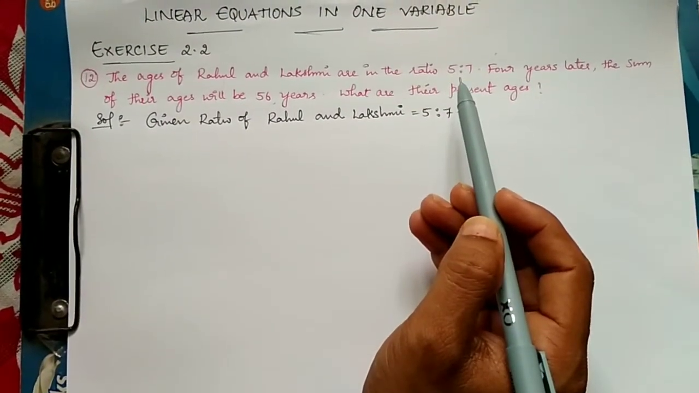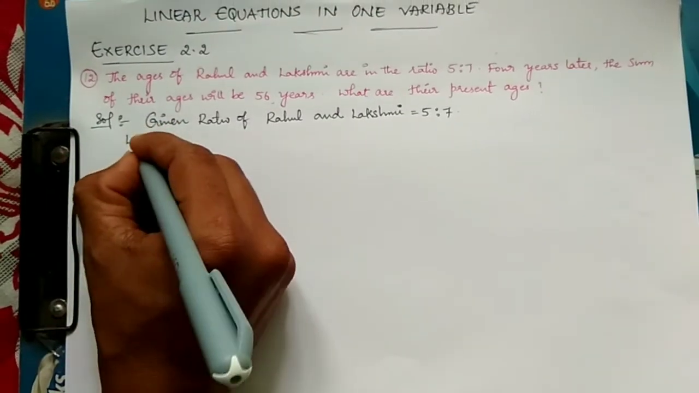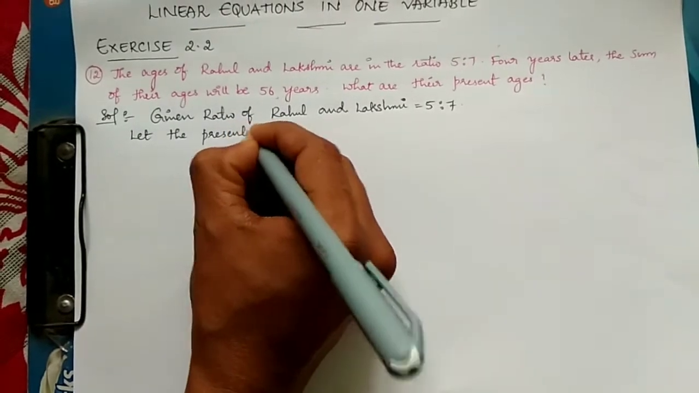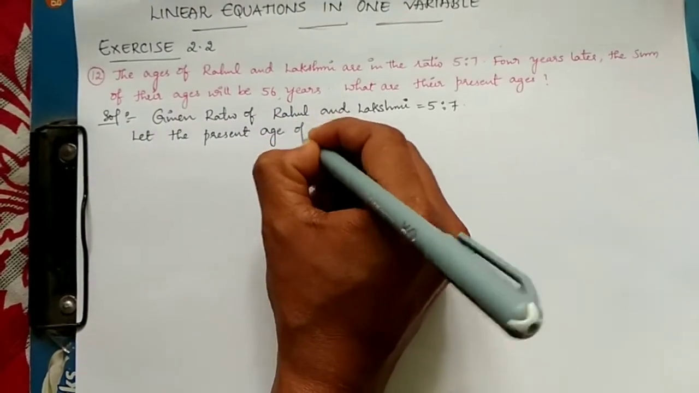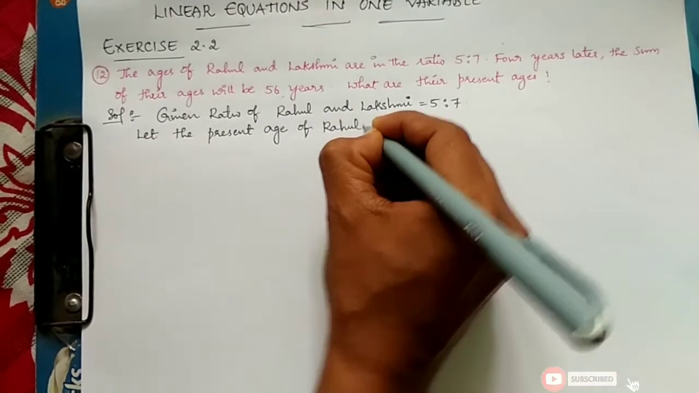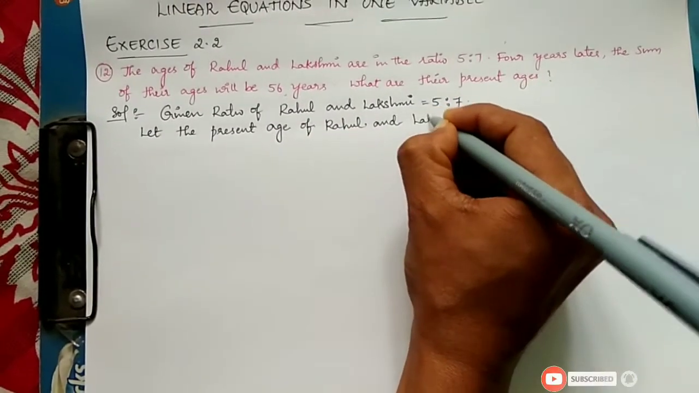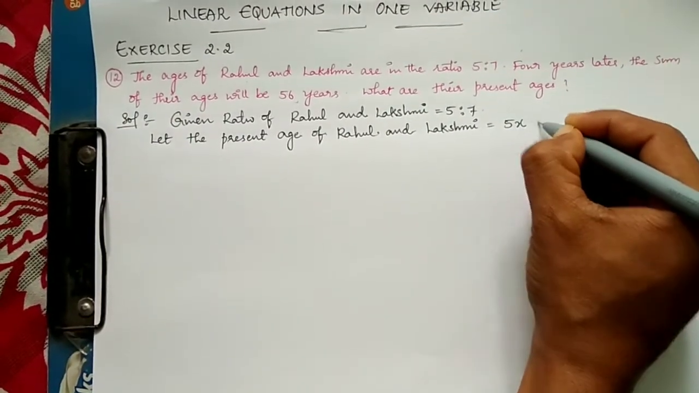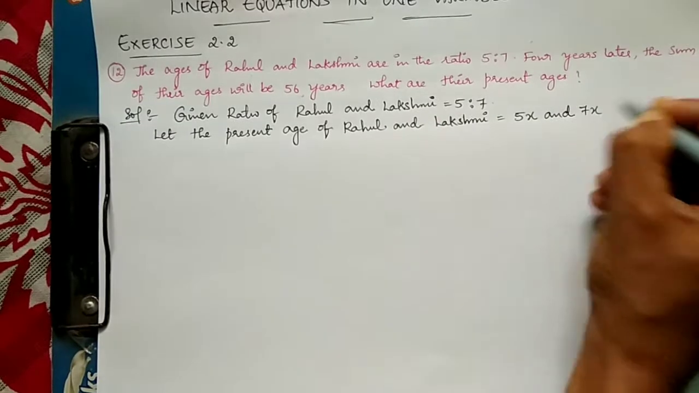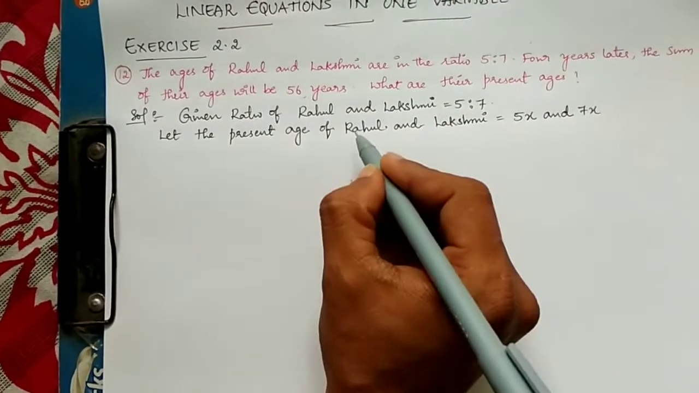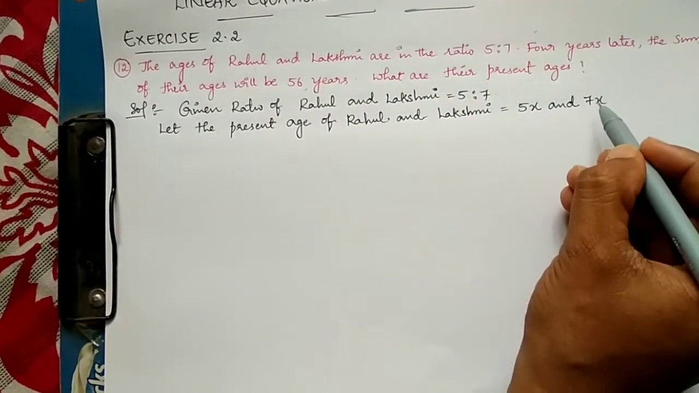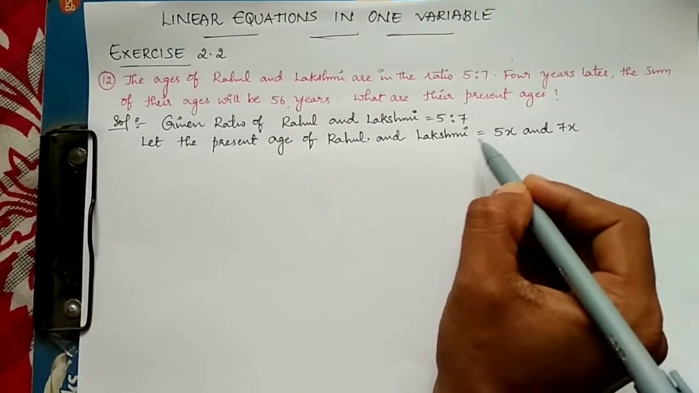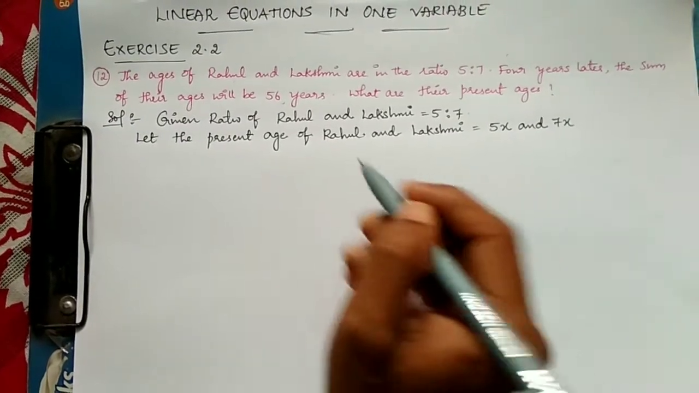ratio 5:7. So let us assume that the present age of Rahul and Lakshmi is 5x and 7x. So this 5x is Rahul's present age and Lakshmi's present age is 7x. Okay, so from this we can find the present age of Rahul and Lakshmi.